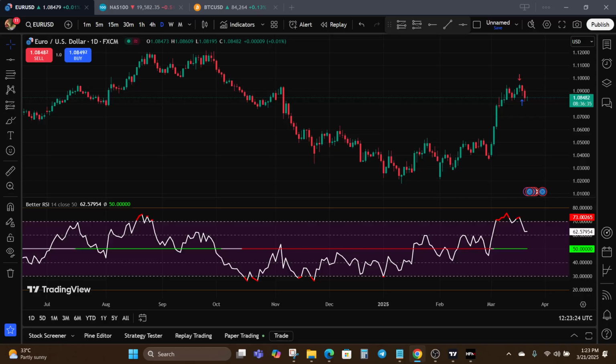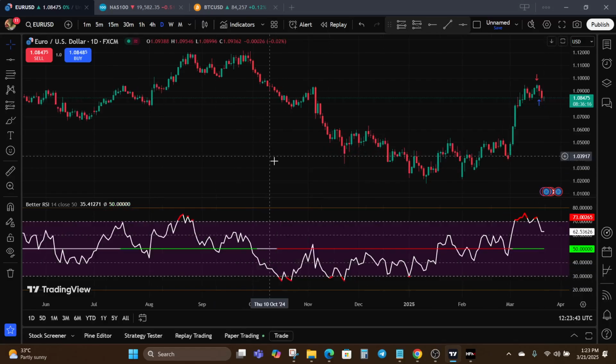Okay, this is an upgraded version of the classic RSI indicator, and as you can see, the indicator is designed to provide clearer trade signals, stronger trend confirmation, and better overbought and oversold accuracy. If you want to improve your trading strategy and avoid false signals, you need to check this out, okay?